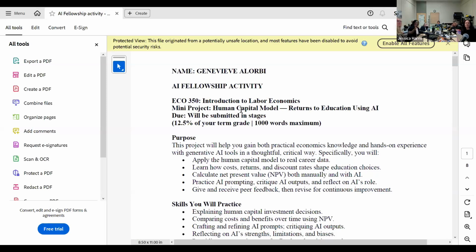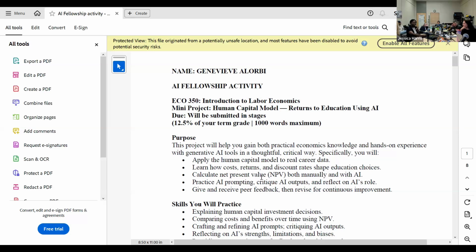It should be. Okay. So that's the activity I submitted for grading, which Stephanie graded and gave feedback on, and I improved. So we were using the summative feedback thing. For students, this will be helpful using TILT. I provide the purpose of this assignment or mini project. They know what learning objectives they are obtaining: applying human capital to real career data, learning how cost, returns and discount rates shape education choices.